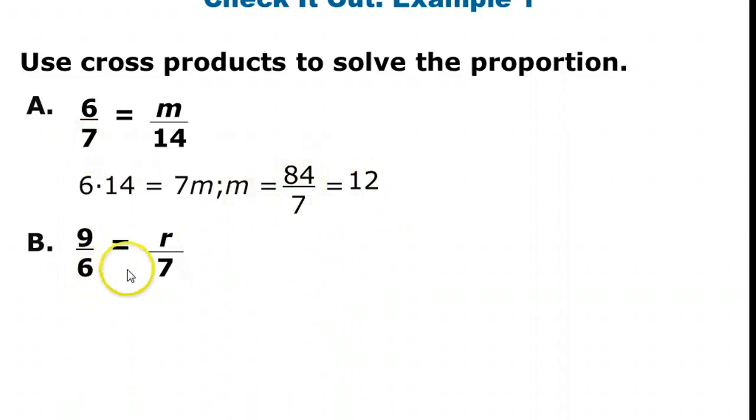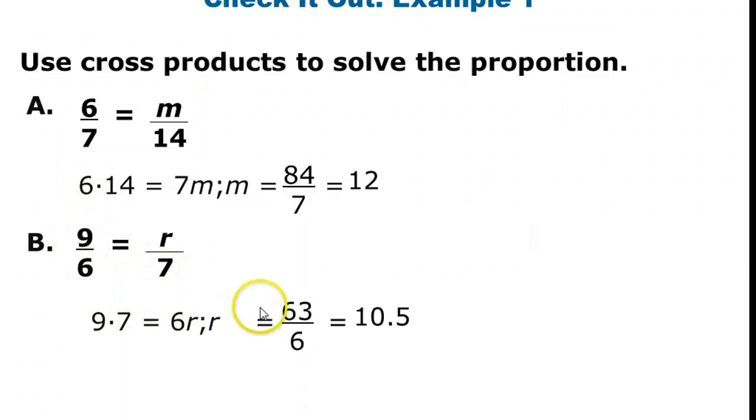Now this one here, 6 and 7 do not like each other, so I have no choice but to go ahead and use the cross products. So 9 times 7 we get 63, and then 63 divided by 6, that will give me 10.5.